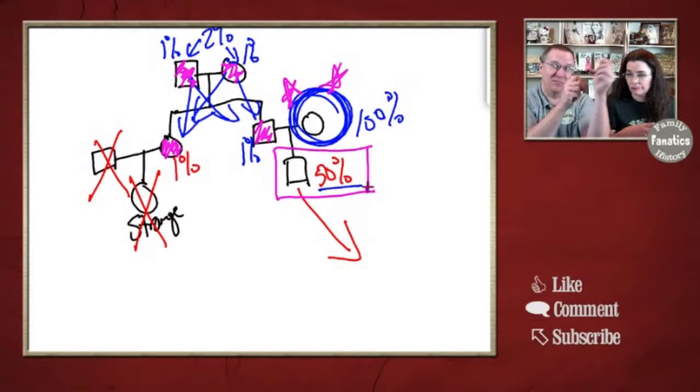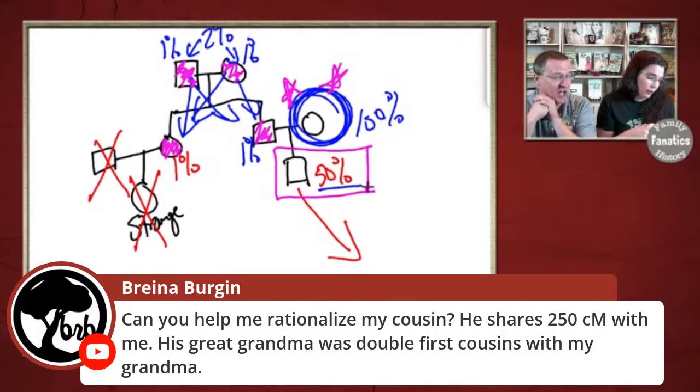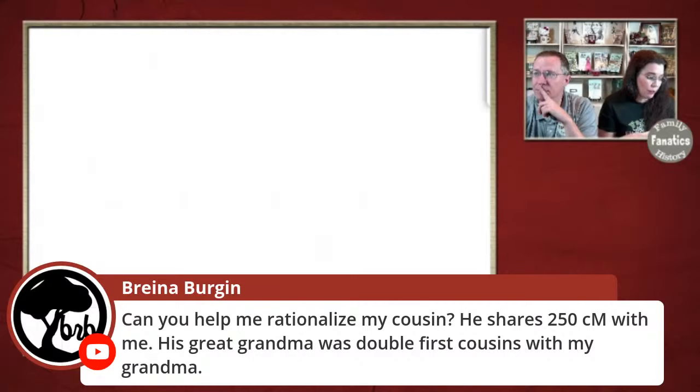Okay, so this is our last question. This is from Brina Bergen. I don't know if that's German, and whether you say the I rather than the E first. So can you help me rationalize my cousin? He shares 250 centimorgans with me. His great-grandma was double first cousins with my grandma.